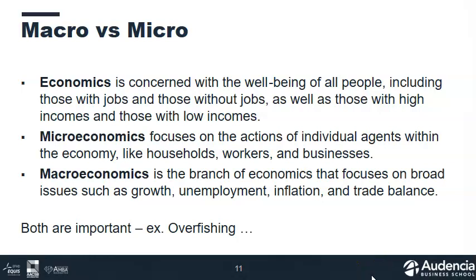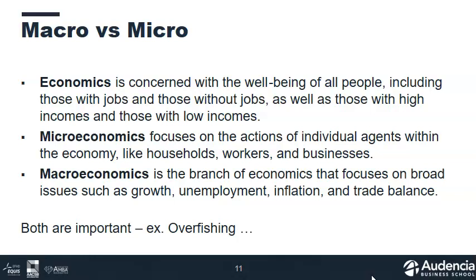So, macro versus microeconomics. You've probably studied economics in the past. As I mentioned, economics is concerned with questions of scarcity. It's concerned with the well-being of all people, including the unemployed, the employed, people with high income, low income. We don't discriminate.